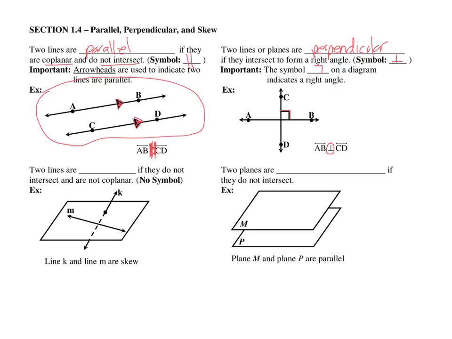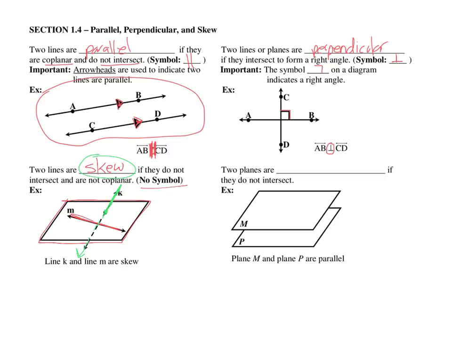Two lines are blank if they do not intersect and are not coplanar. That would be skew. And there's no symbol for skew. So here we have this plane, which stretches to infinity in every direction. And we have this line that lies on the plane. But then there's this other line coming from the outside. It hits the plane at one point and continues to pass through it underneath it and goes on and on forever.